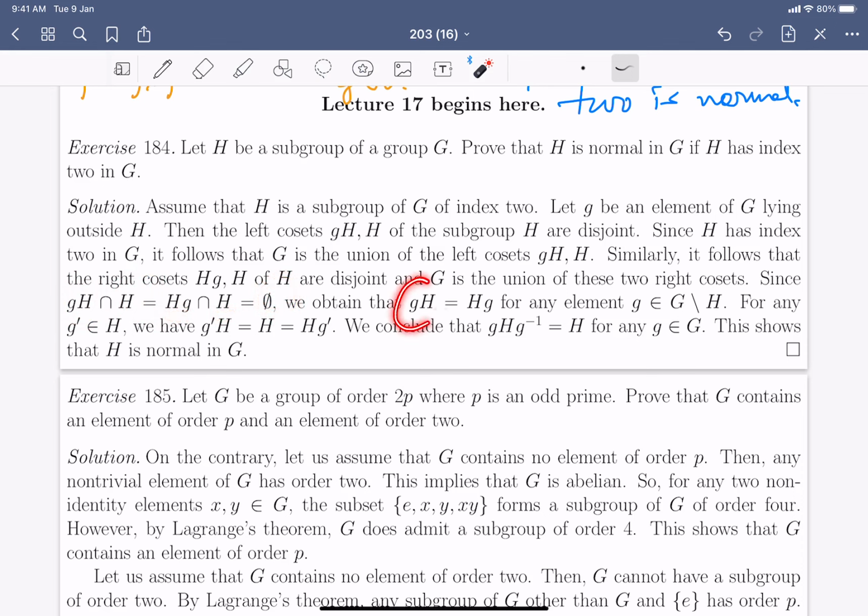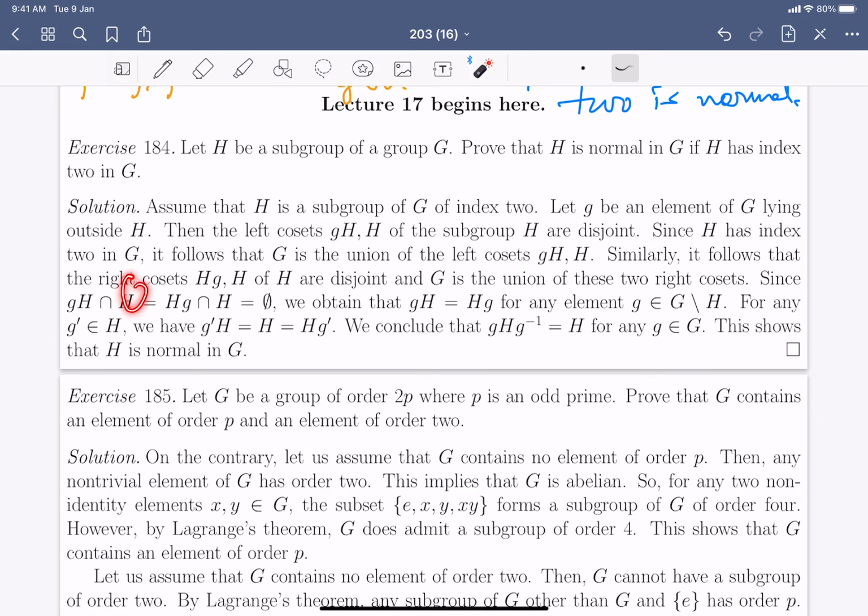Then it follows that gH is Hg, because the set G is the union of these two subsets, which is also equal to the union of the other two subsets. In other words, if you start with this subgroup H, then along with H, if you take gH, you get the full group G, and along with H, you can also take this subset Hg, and you will also get the full group G.